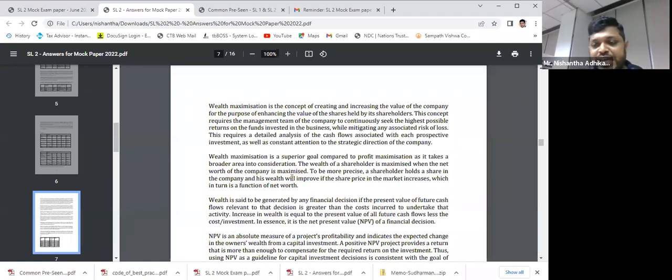Here is a summary, a snapshot of this answer. The objective of financial management is to maximize the wealth of the shareholders. Therefore, when we are going to maximize the wealth, you have to select the project which has the highest NPV. Project B has the highest NPV over project A. Therefore, project B should be selected in order to maximize the shareholders' wealth. That is the answer. Clear? Clear cut. Right.